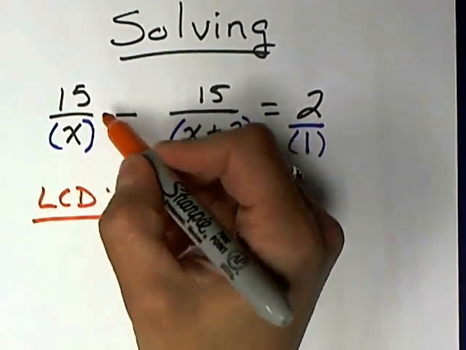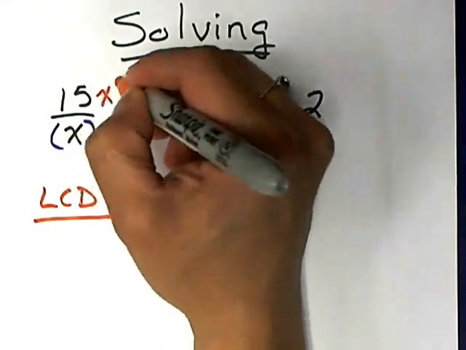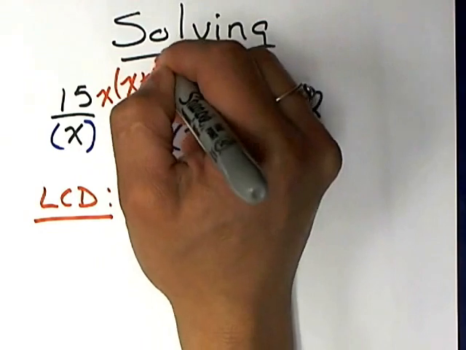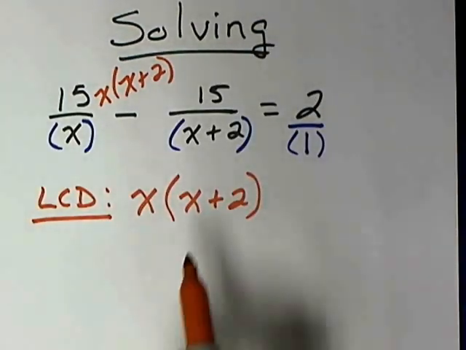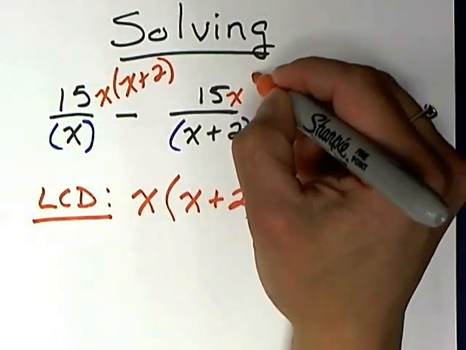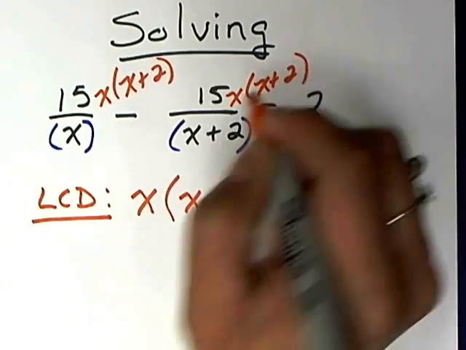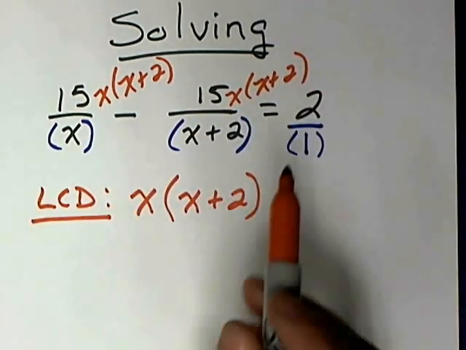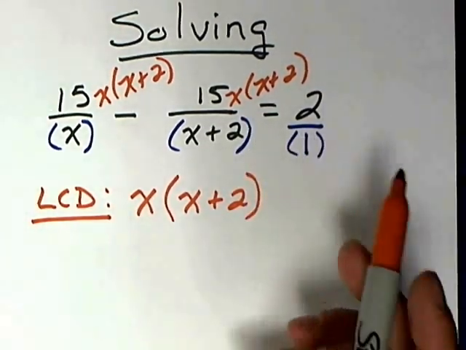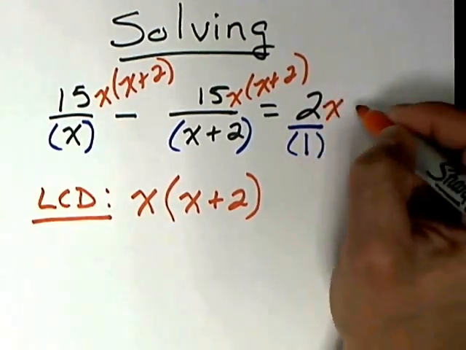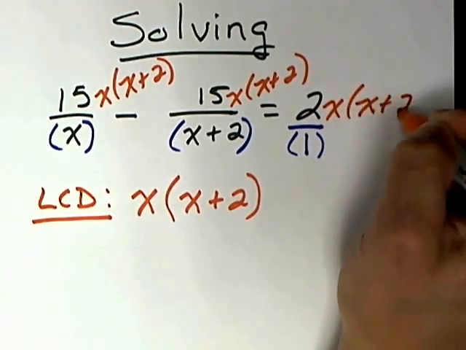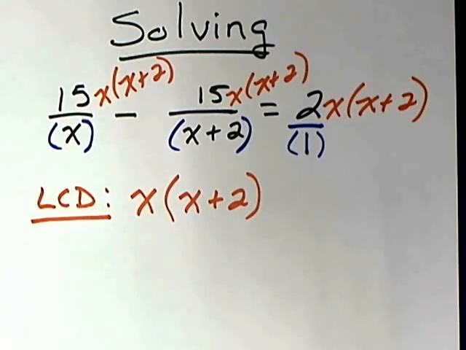So this 15 over here, I'm going to take this times x and times x plus 2. The 15 on this one, I'm going to take that times x and times an x plus 2. I'm going to do the same thing. You got to do it on both sides of your equal sign to keep it balanced. Take the 2 times an x times the quantity x plus 2. What's that going to do for us? Well, let's check it out and see.